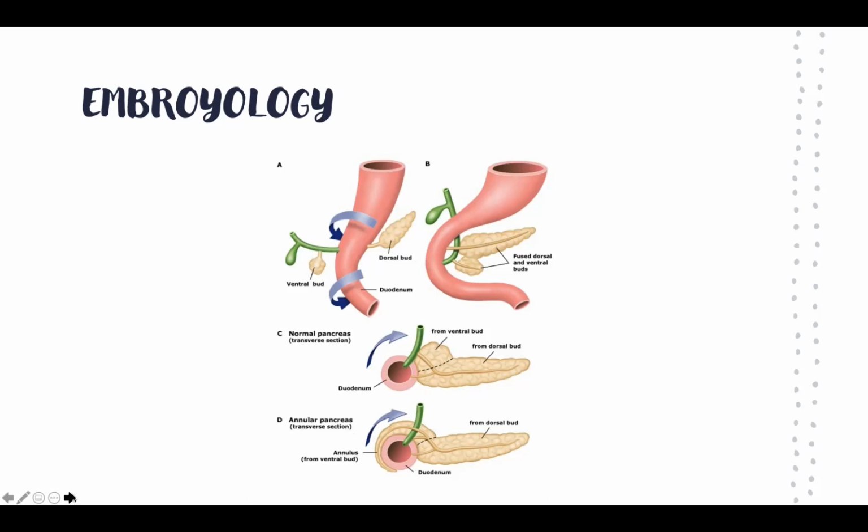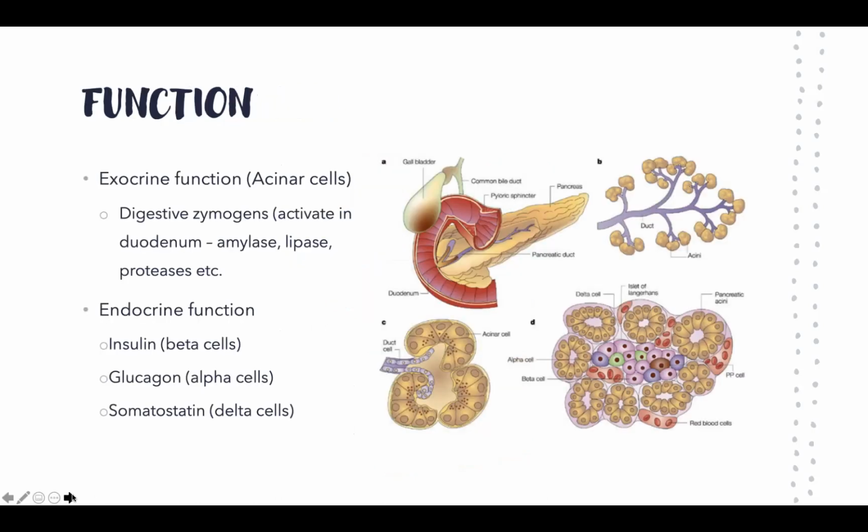So the next one we want to talk about is the function of the pancreas. There are two main functions, as we talked about: the digestive side, the exocrine function, and the endocrine function. Exocrine means it's producing things into ductal systems. So here our pancreas is producing digestive zymogens, and these are enzymes which will later be activated in the duodenum. Our common ones are amylase, lipase, and proteases, and these are produced by our acinar cells. The second function is the endocrine function.